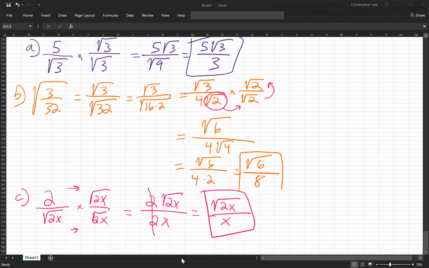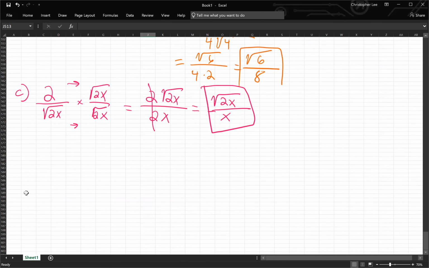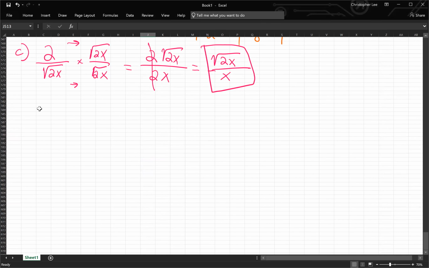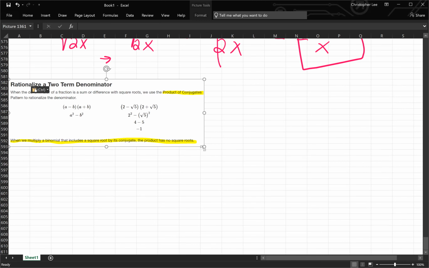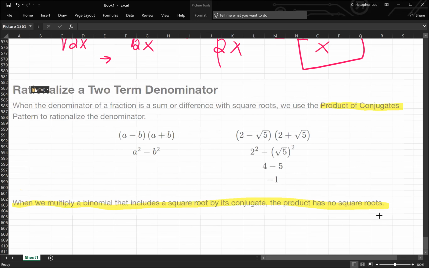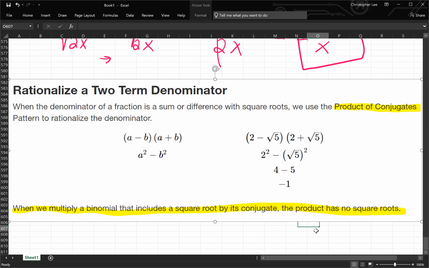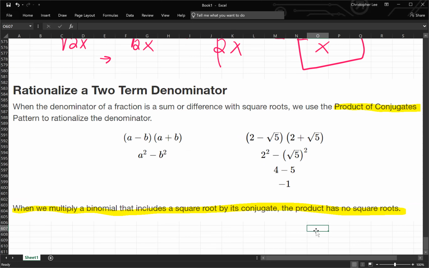All right. Here's the next thing that we're doing, right? So we did one term in the denominator. Let's do 2. All right. So we want to rationalize a 2-term denominator.